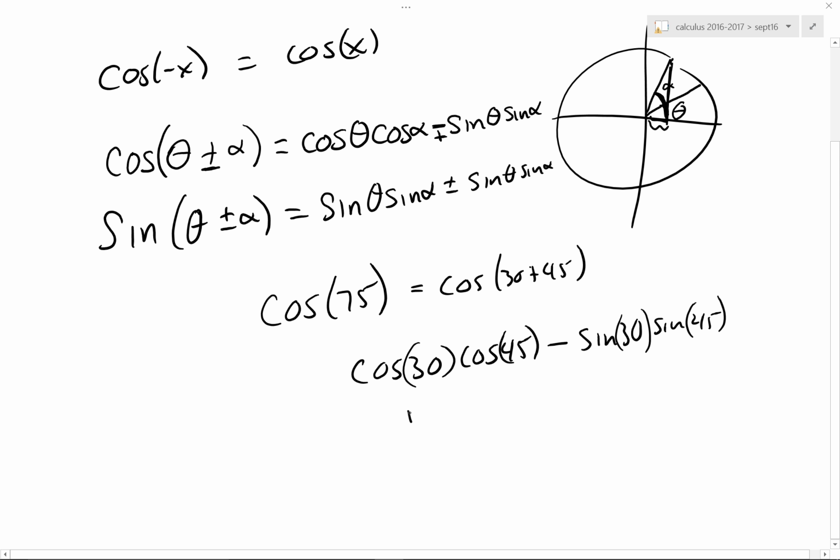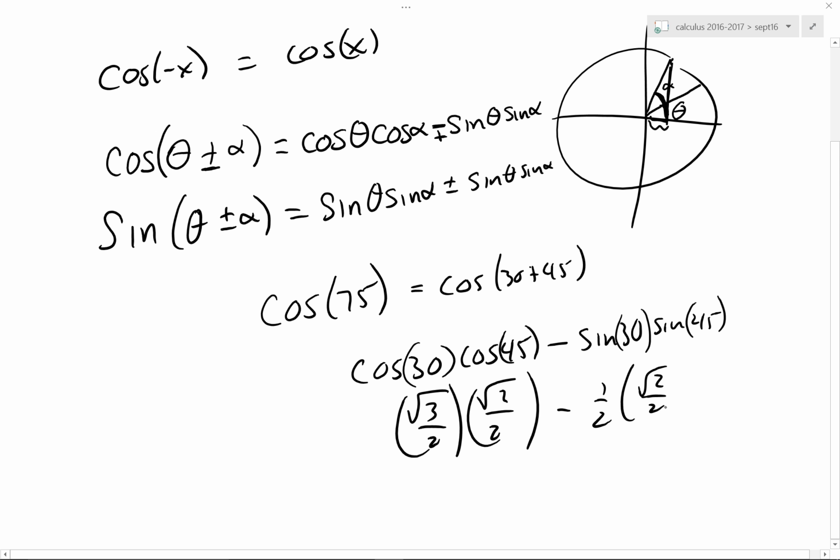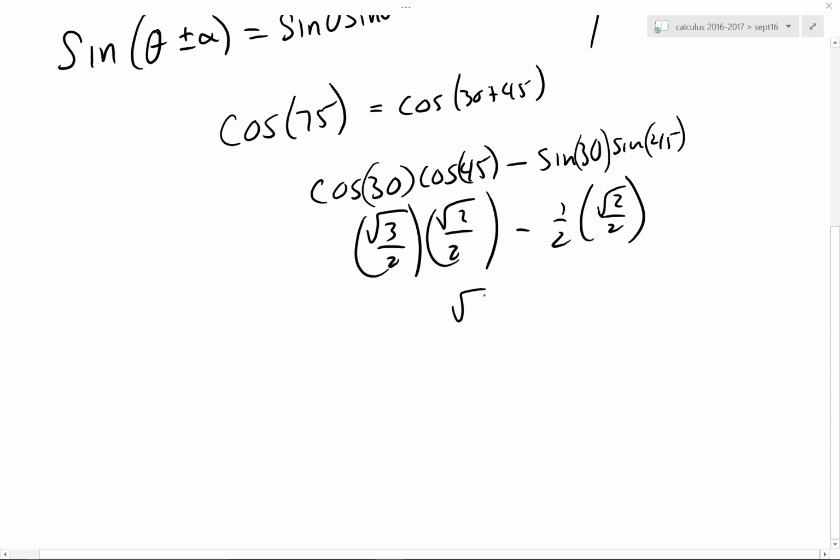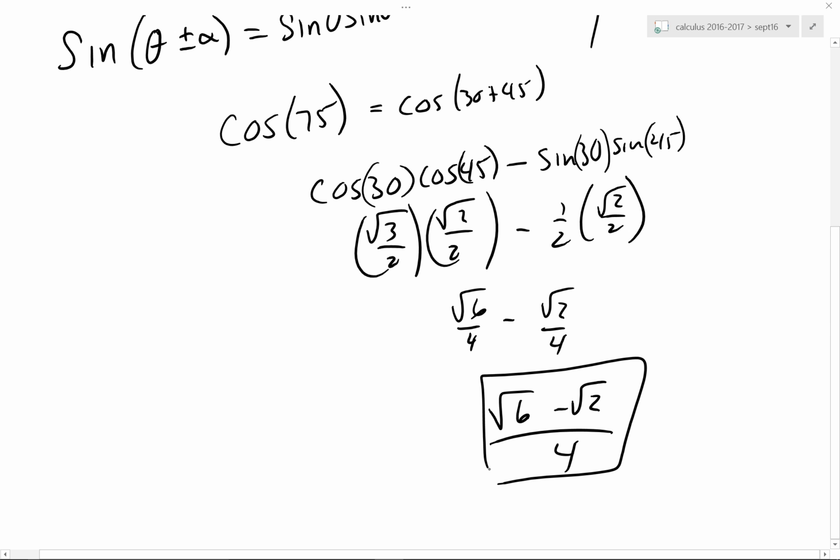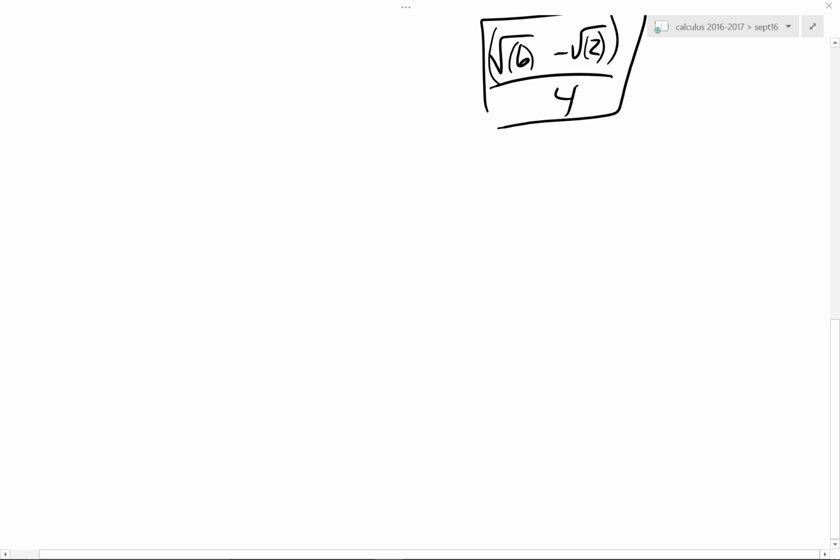Ooh, but the cosine of 30 is the square root of 3 over 2. This is the square root of 2 over 2. This is a half. And this is the square root of 2 over 2. And so this would be like the square root of 6 over 4 minus the square root of 2 over 4. Or if you prefer, that right there. That is the cosine of 75. On your calculator, if you typed in cosine of 75 and then you went back and typed in this, they'd be identical. Okay? But you're like, this is not the 18th century, Mr. Groom. What is the real purpose today? Well, the real purpose today is this.